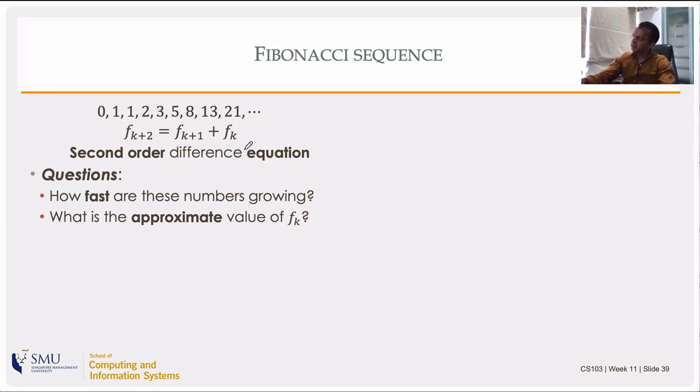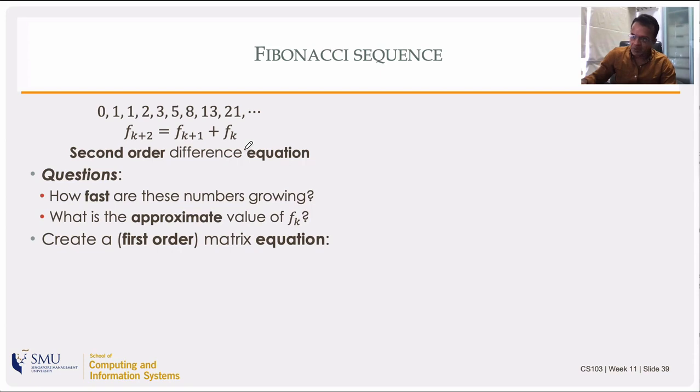And it doesn't look like there is any clear way in which you can compute how fast these numbers are growing. And even more impressive, can you come up with an approximation for the kth Fibonacci number? That also doesn't look at all obvious here. But eigenvalue decomposition, the eigenanalysis, will tell you that it is actually possible. Of course, in order to do anything with eigenvalues and eigenvectors, obviously you need to have a matrix, and we don't have any here yet. So we will create a first order matrix equation. A second order difference equation will become a first order matrix equation.